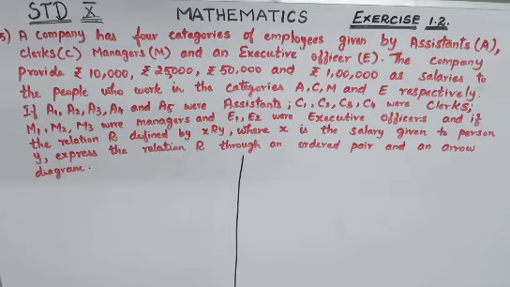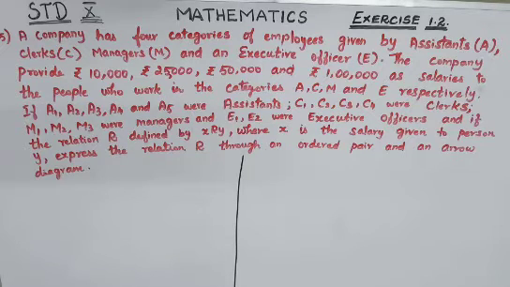10th Mathematics, Exercise 1.2, 5th question. A company has 4 categories of employees given by Assistant A, Clerk C, Manager M and an Executive Officer E. The company provides rupees 10,000, rupees 25,000, rupees 50,000 and rupees 1 lakh as salaries to the people who work in the categories A, C, M, E respectively.